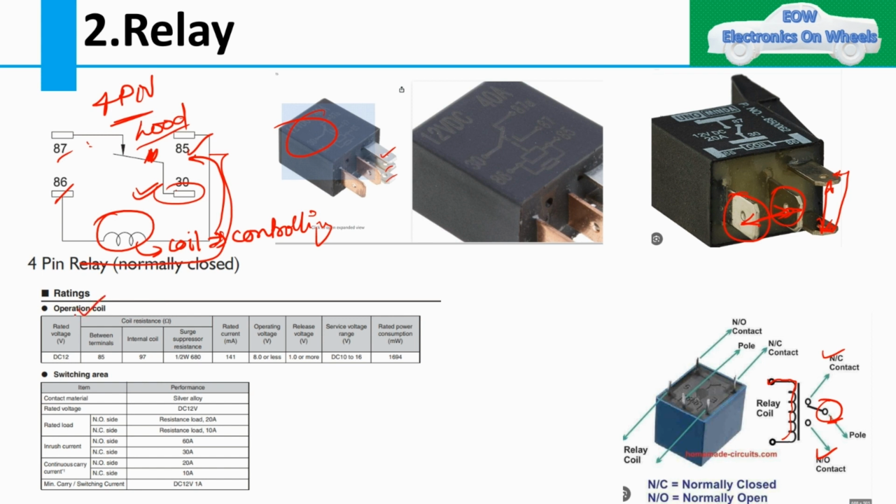Then there are some conditions of that particular relay. Suppose, how should the coil resistance be? Between terminals 85 and 86, the internal coil resistance with surge suppressor should be about 60 to 80 ohm, and the rated current is 141 milliampere. This is the rated current of the coil side. Then the operating voltage would be 8 volt.